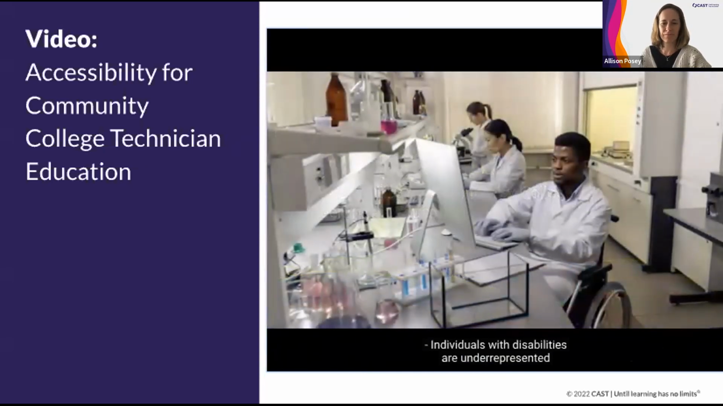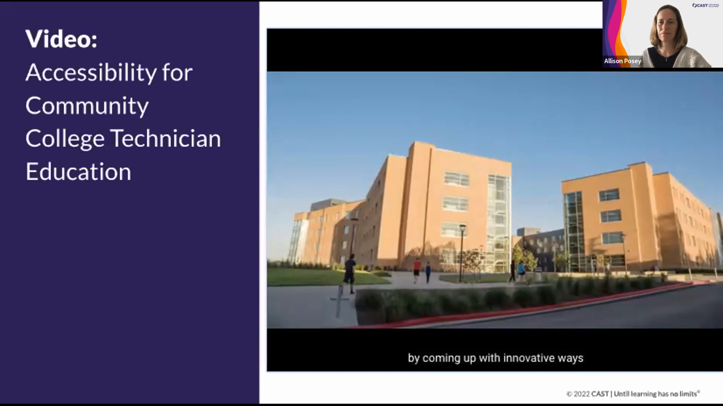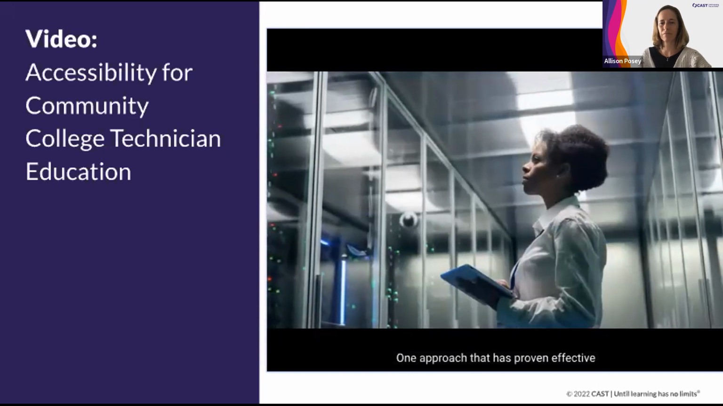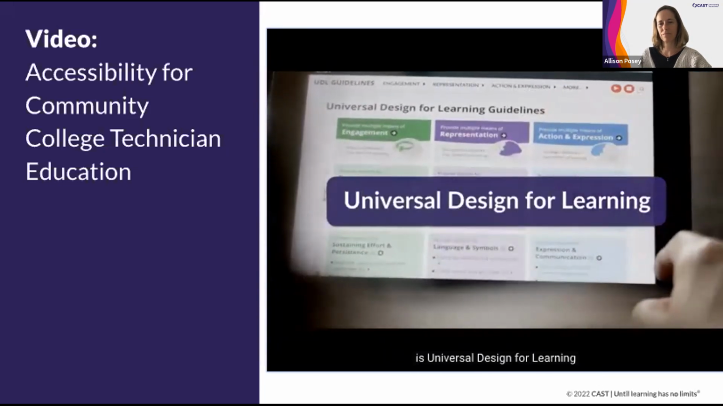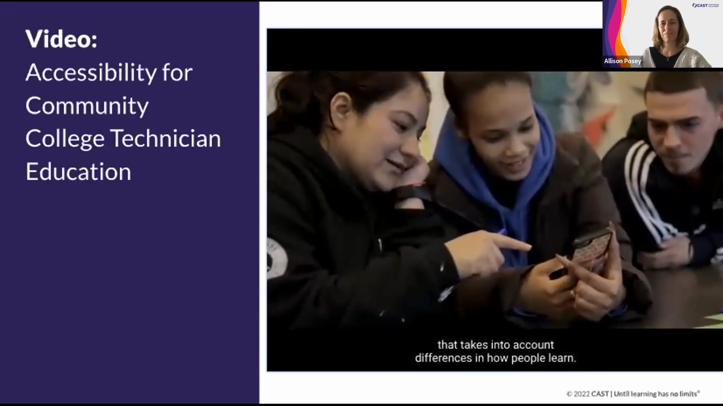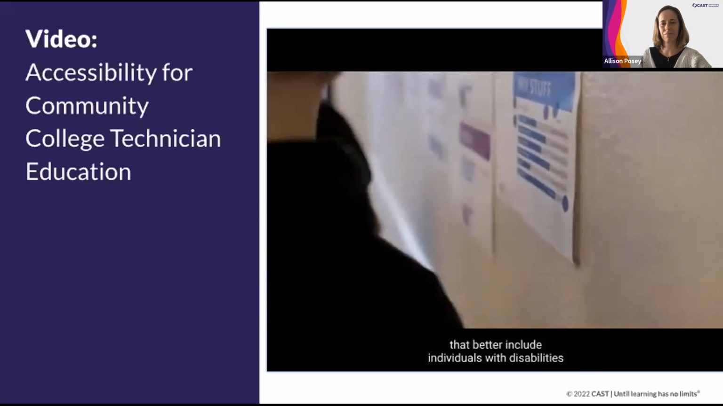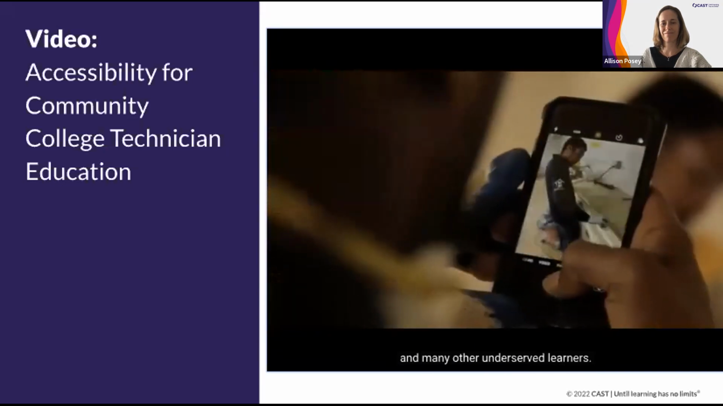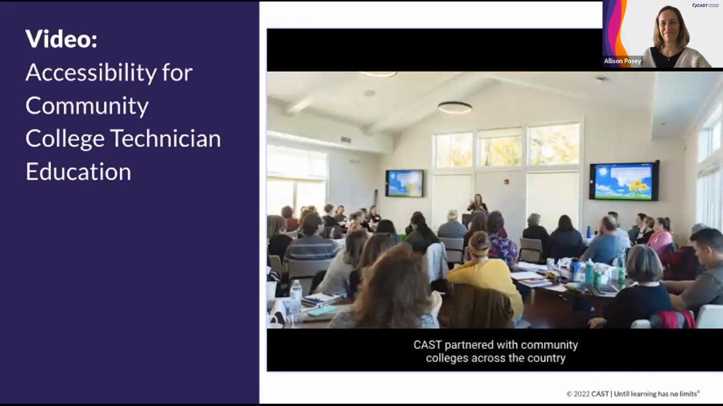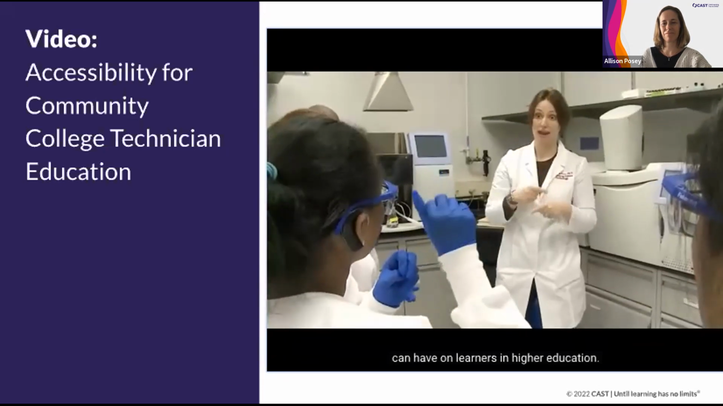Individuals with disabilities are underrepresented in the STEM technician workforce, but community colleges are trying to change this by coming up with innovative ways to broaden participation in STEM education. One approach that has proven effective is Universal Design for Learning, which is a research-based framework that takes into account differences in how people learn. Universal Design for Learning has proven effective in designing learning environments that better include individuals with disabilities and many other underserved learners. In collaboration with AccessATE, CAST partnered with community colleges across the country to see what impact Universal Design for Learning can have on learners in higher education.